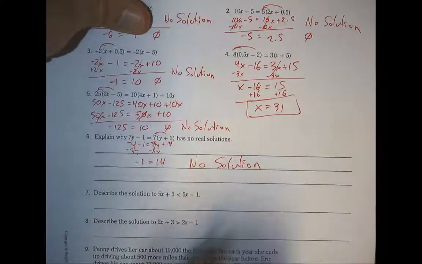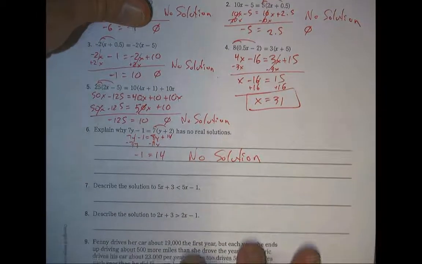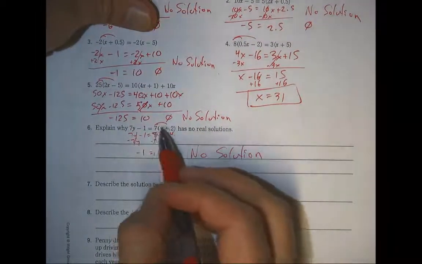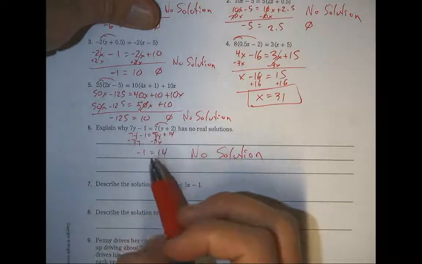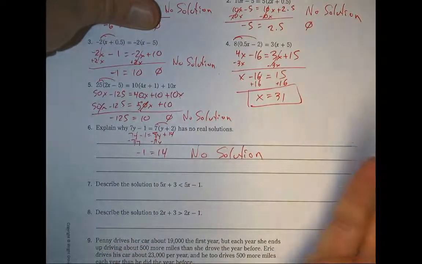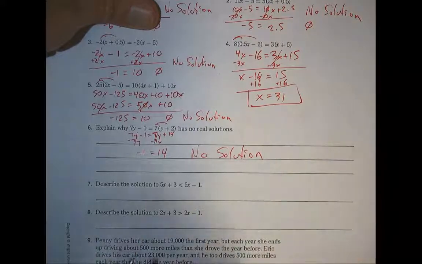Showing your work is the same to me as explaining it in words. But if you were going to explain it, you would say you simplify the right side. You eliminate the 7y from both sides. You're left with -1 equals 14. Not a true statement, therefore there's no solution.